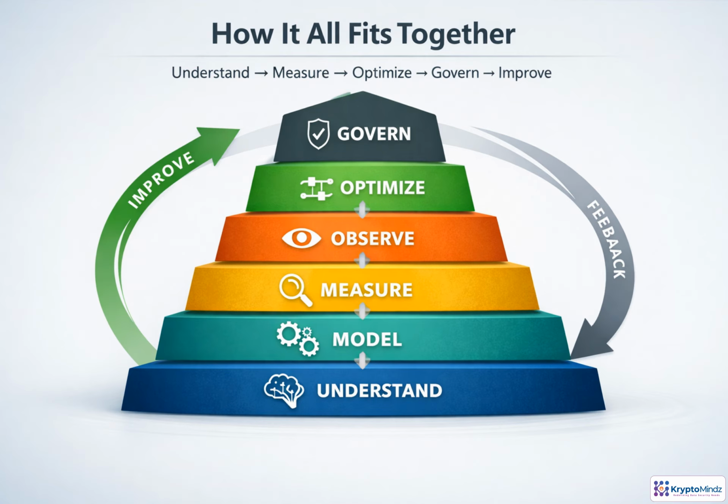This course follows a maturity journey, not a collection of isolated tactics. We start by understanding what makes Agentic AI different, because workload behavior shapes every governance decision. From there, we model and measure cost, quality, reliability, and value, so decisions are based on evidence instead of guesses.